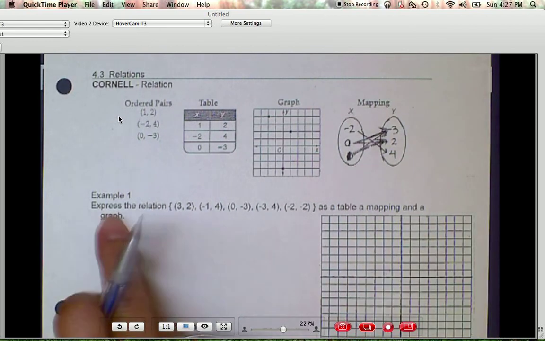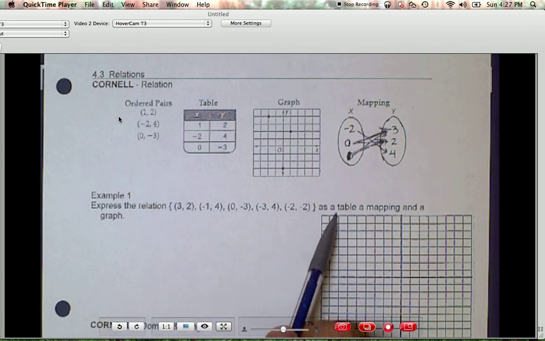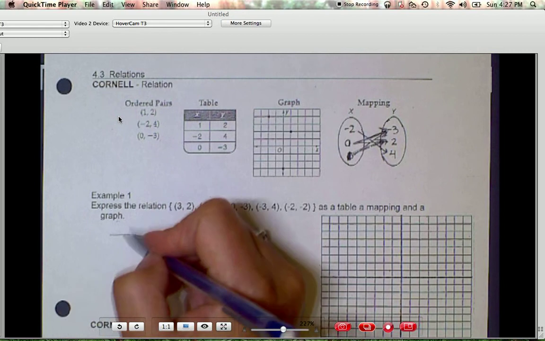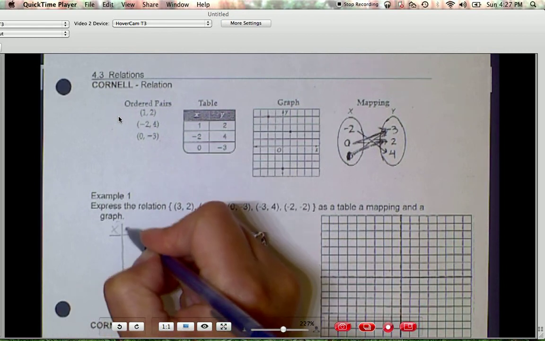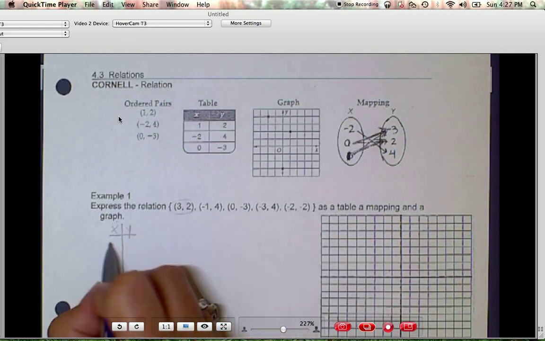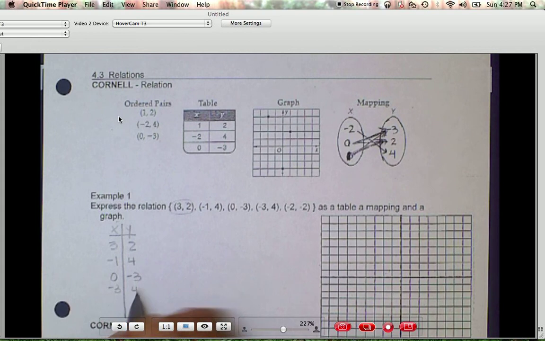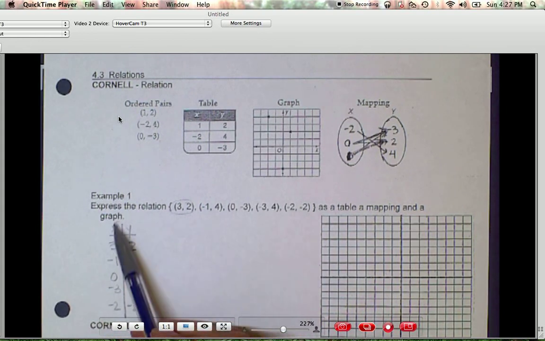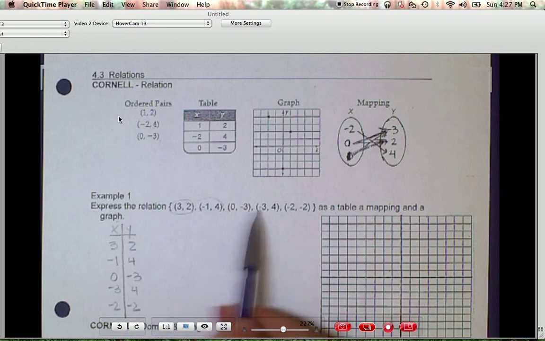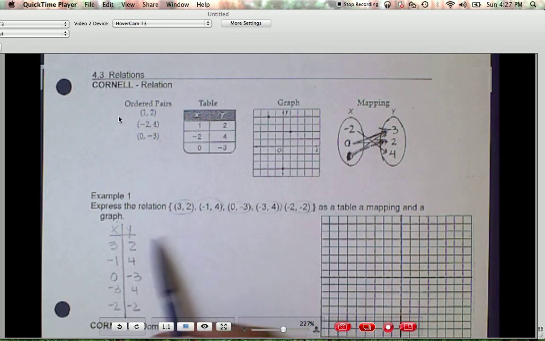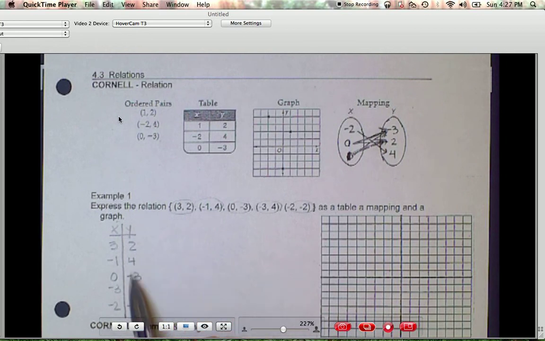So in example 1, it says to express the relation as a table, a mapping, and a graph. So this is easy. As a table, here are your x and your y. Now these go together: (3, 2), (-1, 4), (0, -3), (-3, 4), and (-2, -2). These do not go in order. You keep these pairs together and you can just leave them in the order that they're in. So don't try rearranging them. Just bring them down. That's your table.